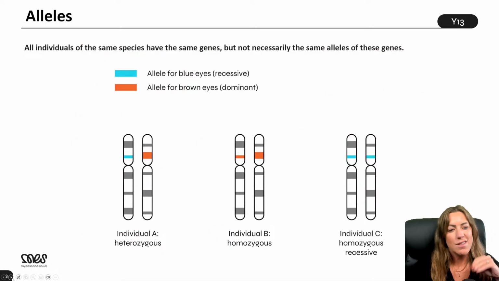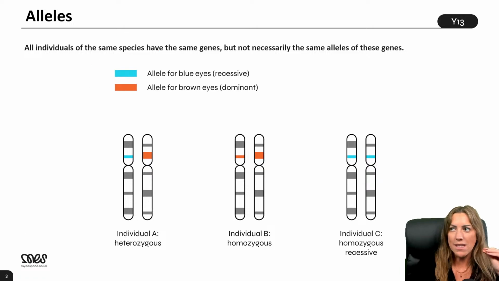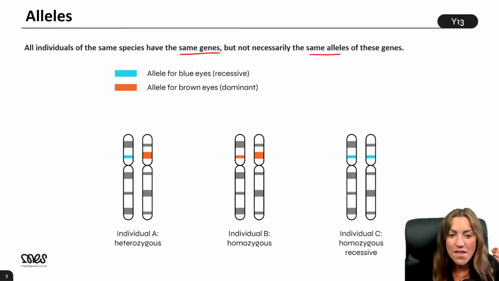Okay. So this is really simple. I'm sure you will all be happy with this, but just to go over the basic idea of an allele. All individuals of the same species have the same genes, but not necessarily the same alleles. So think of us as humans. We are all humans, yeah? Hopefully. We all have the same number of chromosomes. We all have the same genes. But we have different versions of those genes. That's why we all look different and have different personalities, okay? So it's not that we have different genes, it's just we have different versions of them.